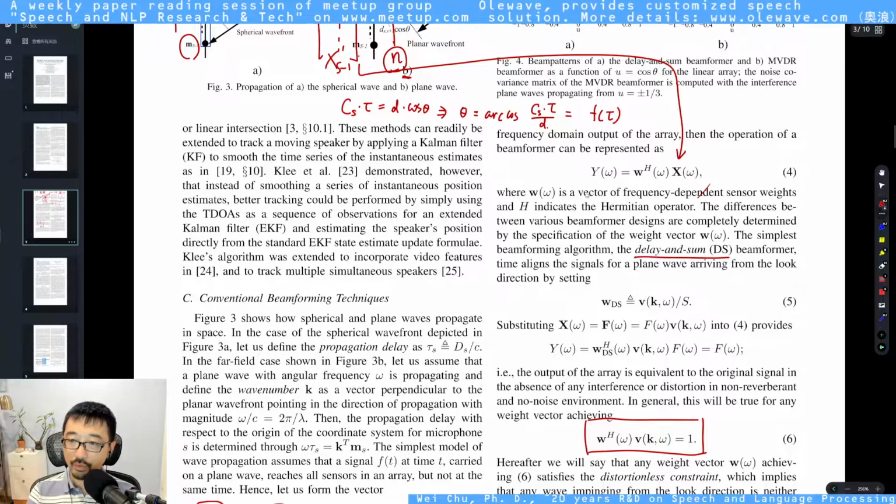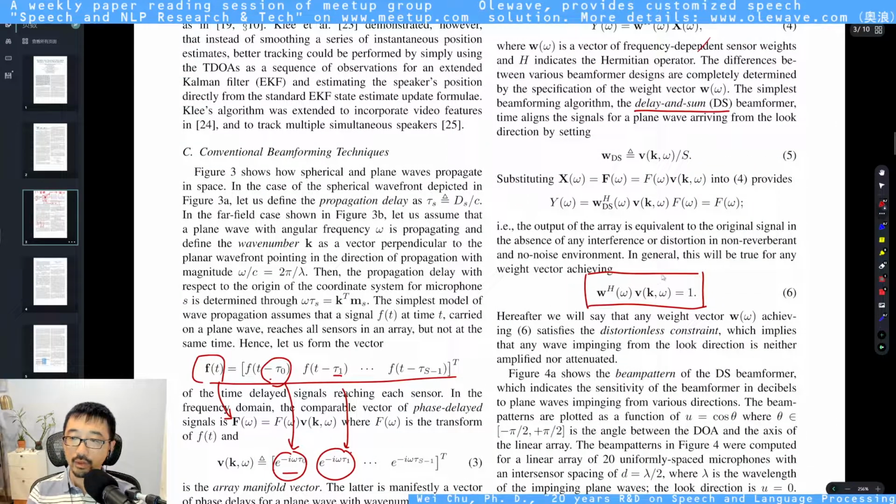And as we discussed before, the V of k omega can be calculated using this one, right? But here comes the question: can you discover the issue? Okay. The issue is that tau 0, tau 1, up to tau N minus 1 have to be estimated, right? Because you don't know the delay. This is the factor you want to estimate. So then you can see that there are many solutions to the W. So you need some extra constraint so you can get W.